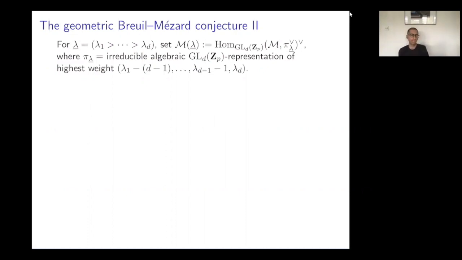And then I can do a similar thing to what I did before. I can pick out the lambda-isotypic part of this sheaf. So this is just a characteristic zero, or integral, analog of what I was doing just now for the Serre weights.